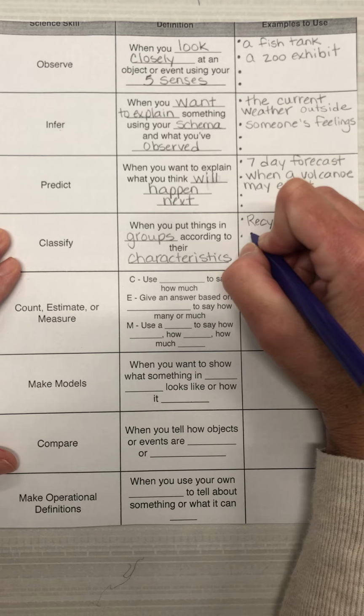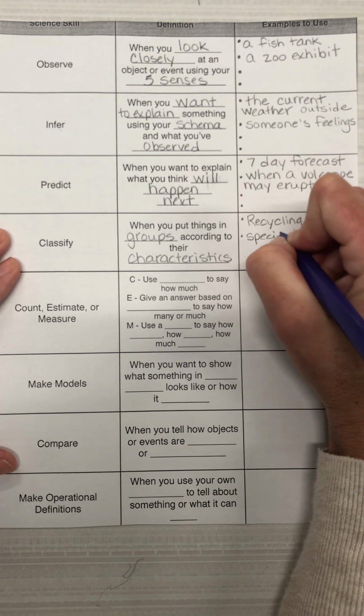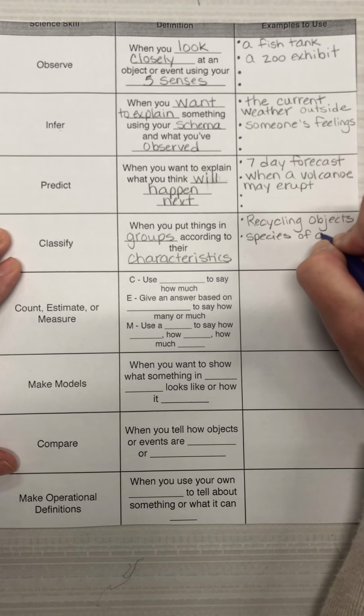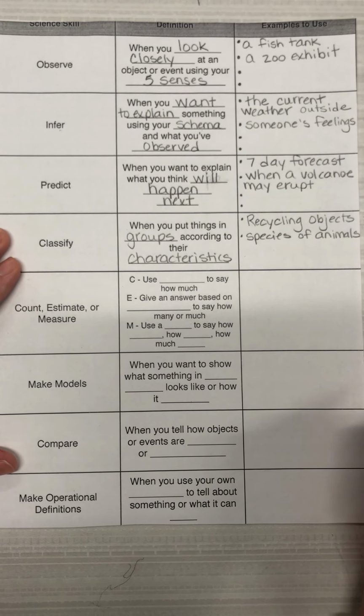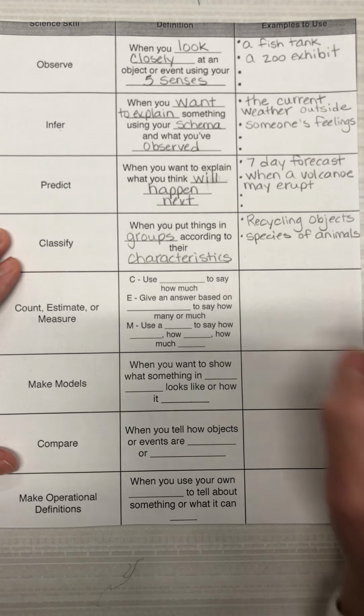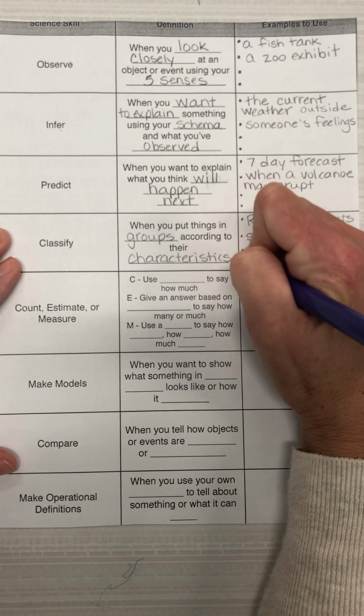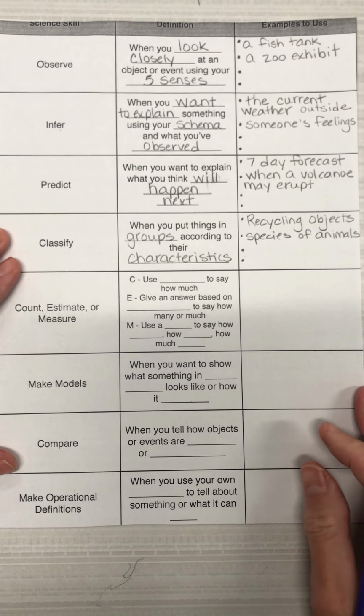Scientists in the world classify species of animals. They put them into groups based on their characteristics. All right, you think of two other things you might classify in the world around you, or that scientists might classify, or put into groups.